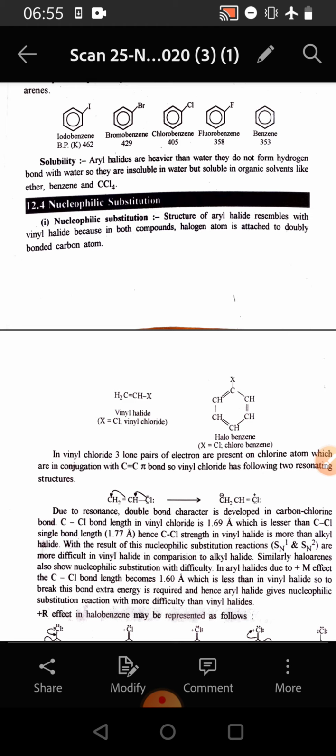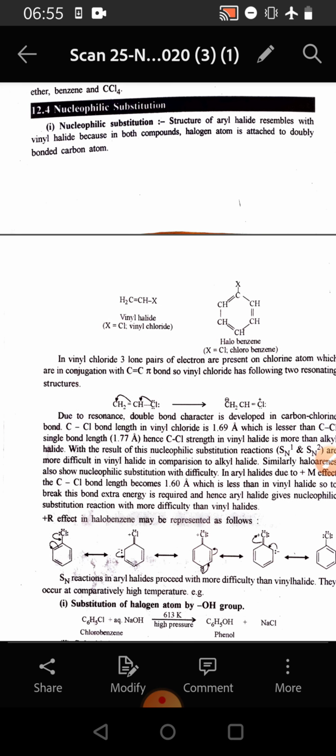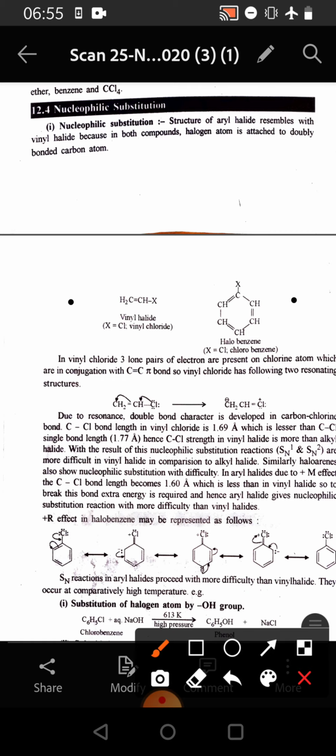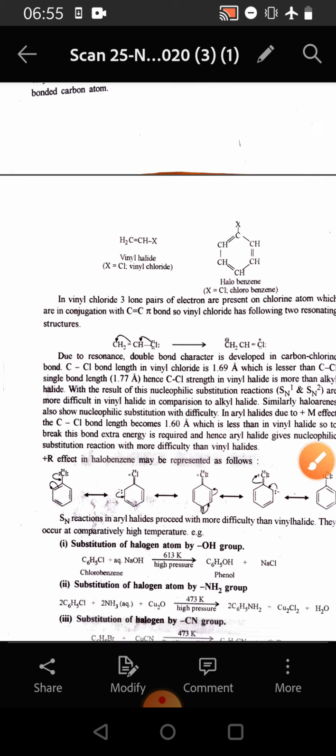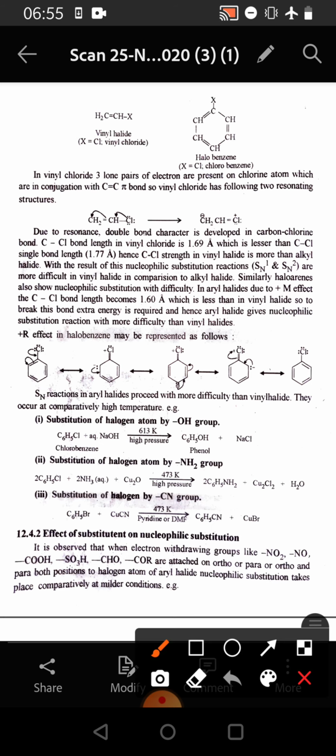Now we come to nucleophilic substitution and the structure of the halide. The structure of aryl halides resembles that of vinyl halides because in both compounds the halogen atom is attached to a doubly bonded carbon atom. In vinyl chloride, lone pairs of electrons are present on the chlorine atom, which are in conjugation with the C=C double bond. So vinyl chloride has the following two resonating structures.